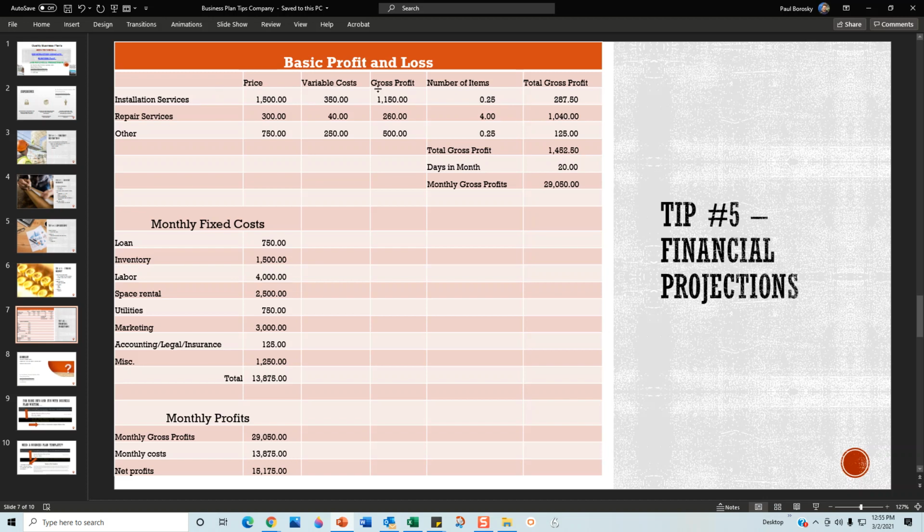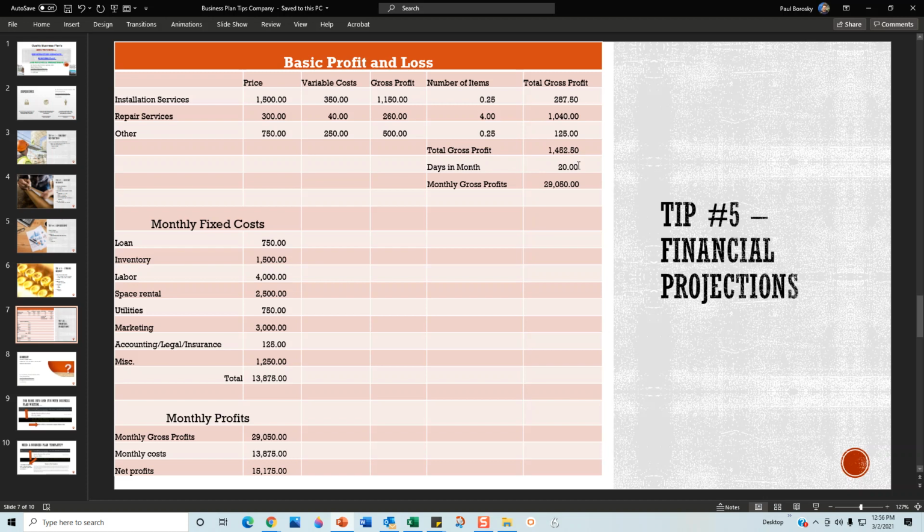If you're going to install one HVAC or one flooring every day, then this would be a 1. If you're going to do it 3 times a day, then it's going to be a 3. If you're going to do it once a week, then it's going to be a 0.2 or a 0.25. You take that number of installations, multiply it by the gross profit, and now you've got the total gross profit for the day. Next thing you're going to do is you can follow that same game for the repair services and other. Then you're going to total up all of your gross profits right here.